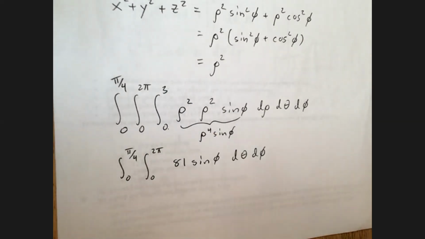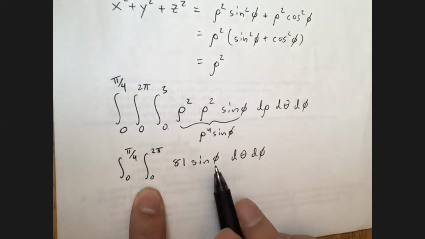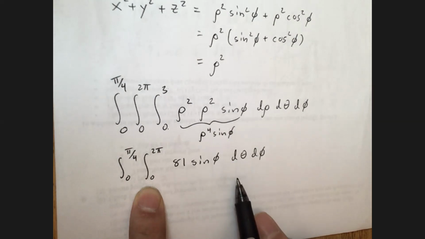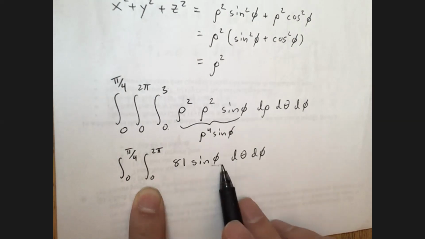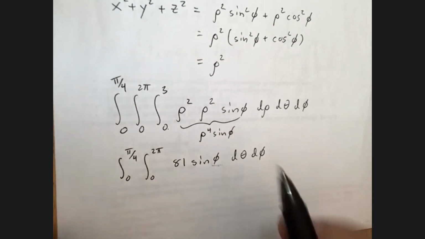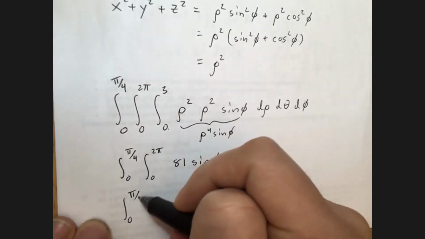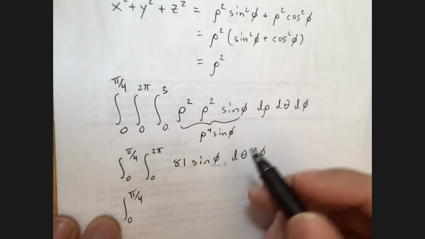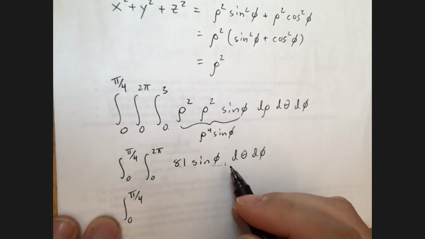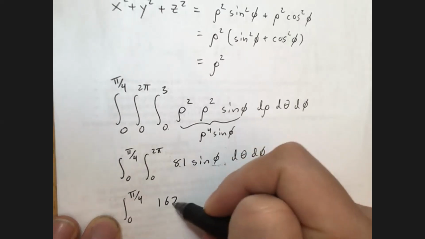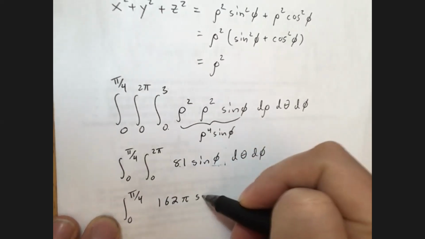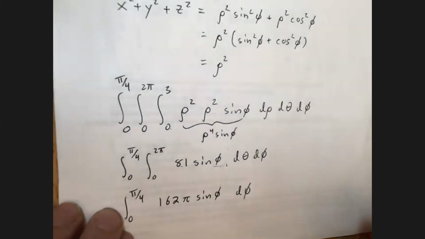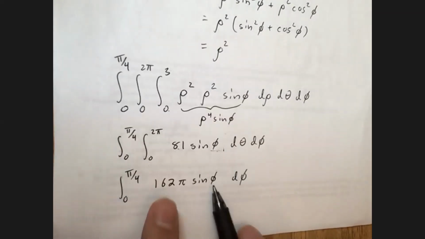Now we do the antiderivative of this thing with respect to theta. Well, there's no theta. This is just all constant with respect to theta, so I just get 2 pi times this. So 81 times 2 is 162, so 162 pi times sine phi. That's this integral becomes this.